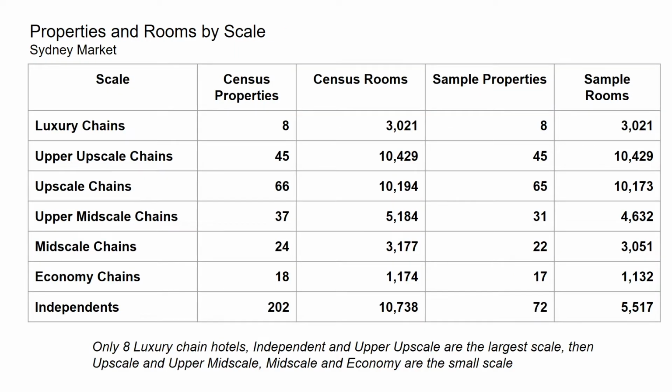By looking into different scales in the Sydney market, we can see that there are only 8 luxury chain hotels. Independent has the largest scale, with over 200 properties, followed by upper scale, and mid scale and economy are the smaller scales among all of them.